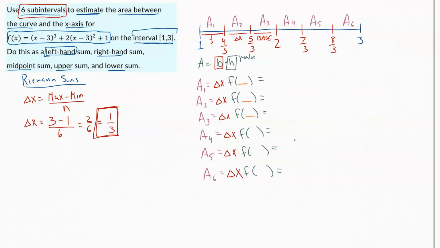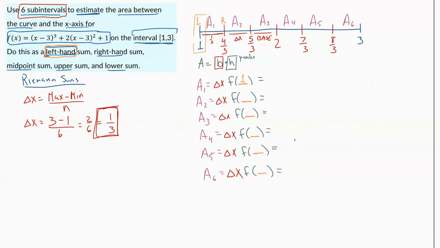What are we going to plug into our equation? Well, in this situation, we are talking about a left-hand sum specifically. So on every interval, you've got 2 options. You've got a left endpoint and a right endpoint. So if we're looking at A1, we've got a choice, the left endpoint or the right endpoint. We want the left endpoint, so we choose 1.